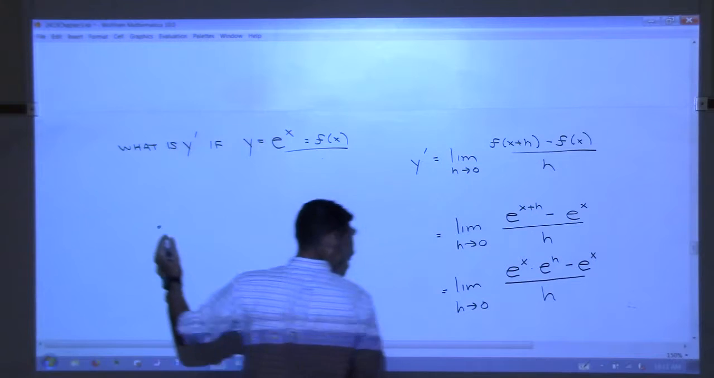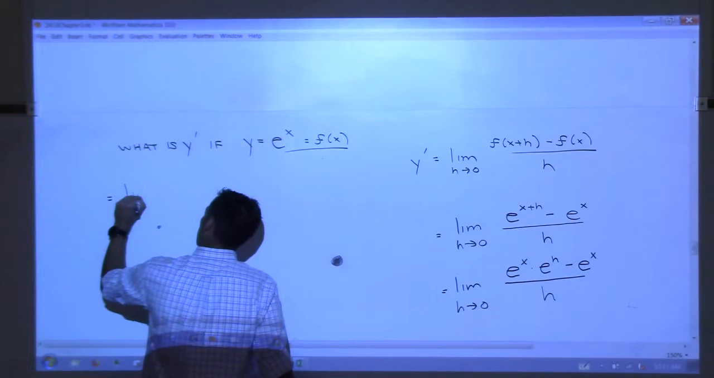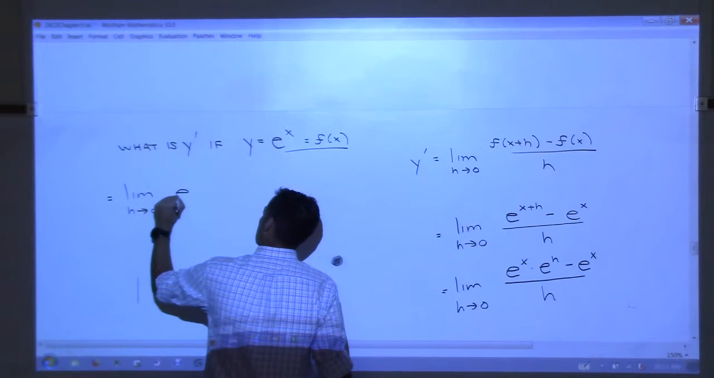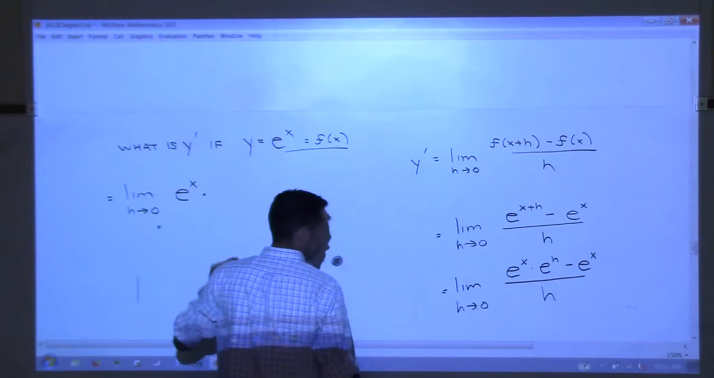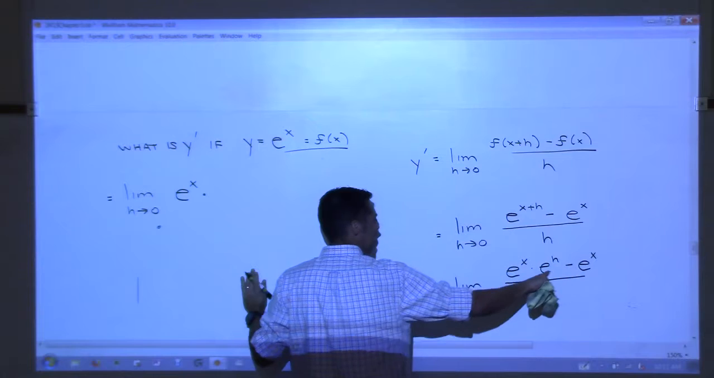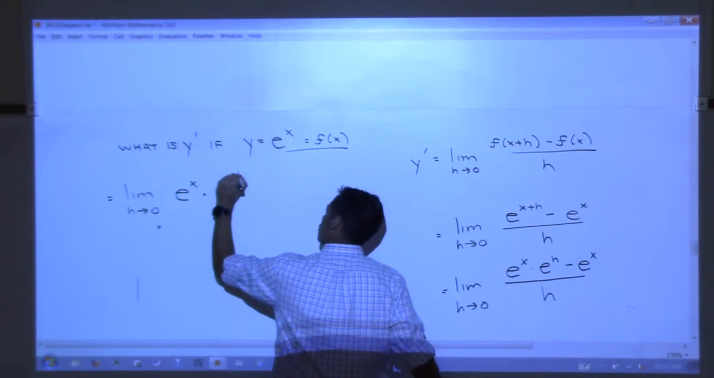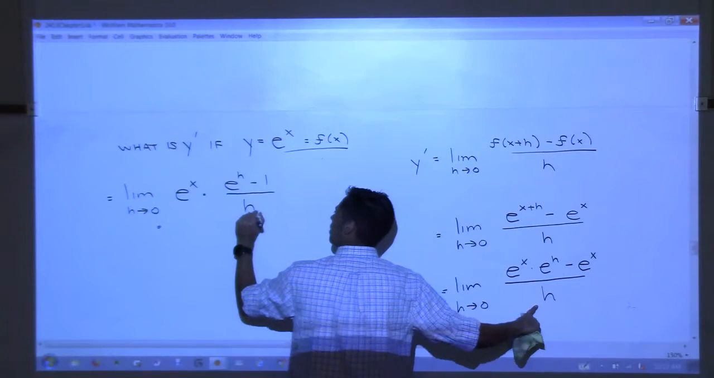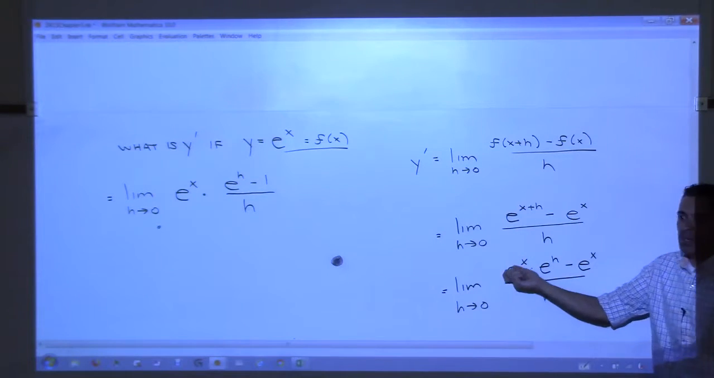So here's where I am. Limit as h goes to 0. I pull an e to the x out completely. What am I left with when I pull an e to the x out of the top? E to the h minus 1 over the h that's here. Do y'all see how I pulled that e to the x out of the top and then completely out in front?